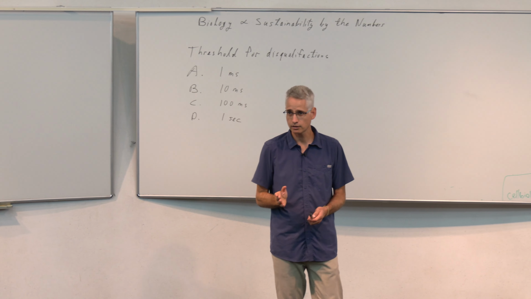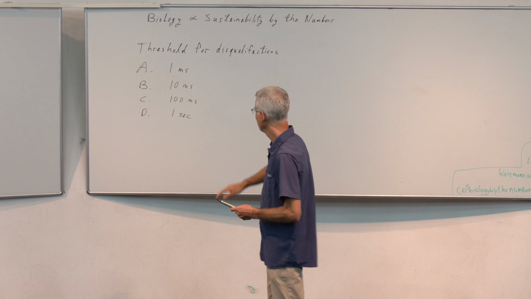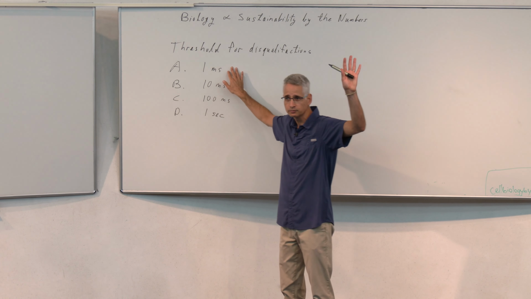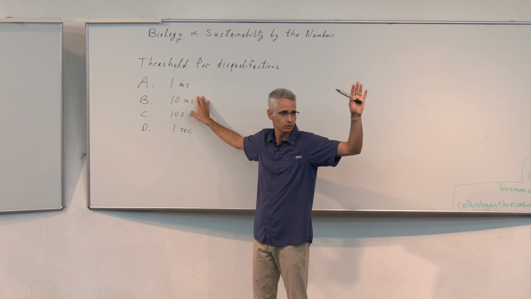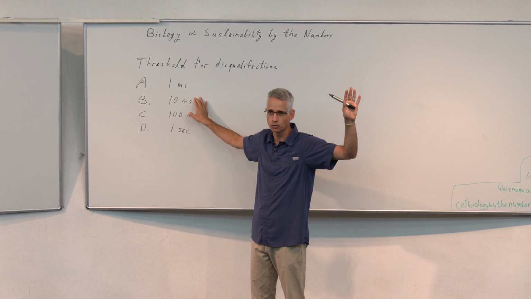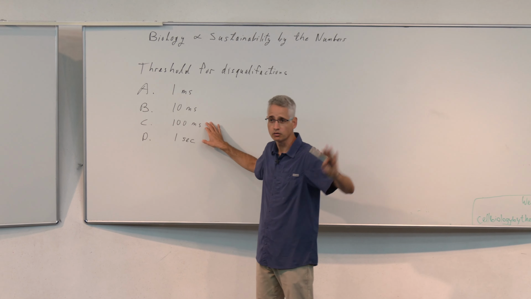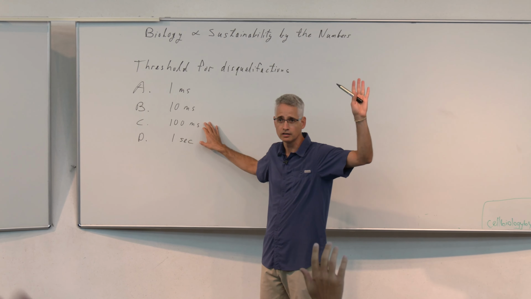Is it clear what I'm asking? Okay, who's voting for A, 1 millisecond? 1. Who's voting for B, 10 milliseconds? Oh, it's hard counting this. I would say 2/3. Who's voting for C? The other third. Who's voting for 1 second?